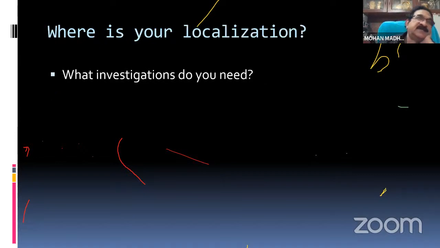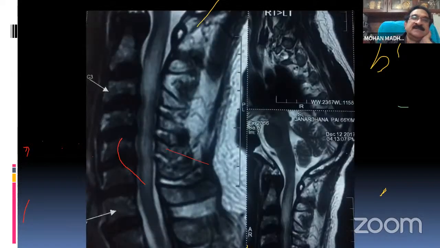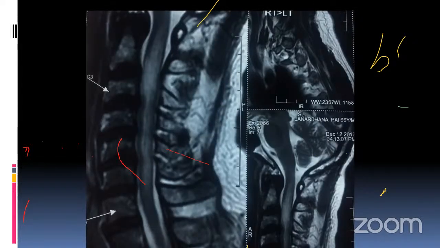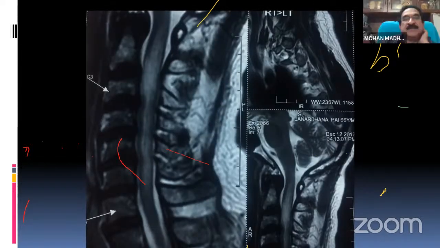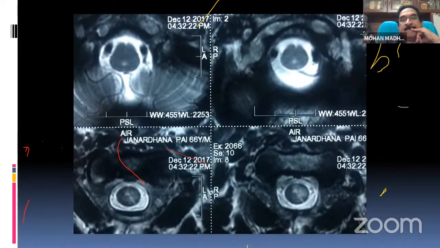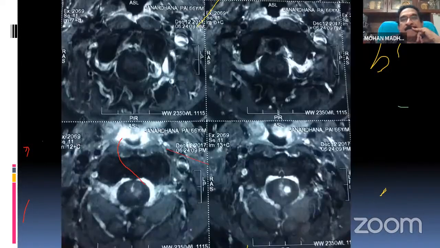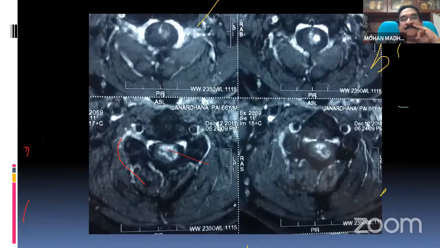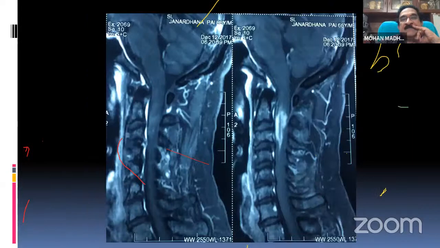So what investigation is needed in this patient? As you all said, MRI. MRI cervical region. MRI shows a tumor in the spinal cord, mainly the posterior part, and confined mainly to the left side. It is showing irregular enhancement. It is a tumor.